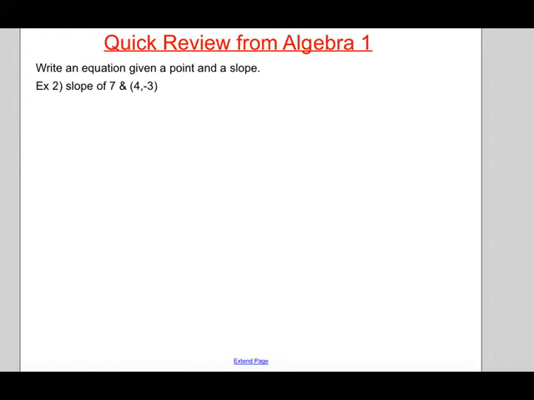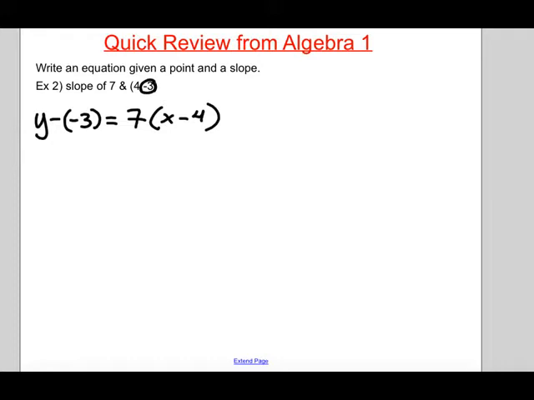For the second example, I'm giving you a slope and a point. There are two different ways you can do this. You could use the point-slope formula, or you can use y equals mx plus b. I'm going to show you both ways, and you decide what works best for you. The first method I'm going to use is the point-slope formula. It says y minus the y value in our ordered pair, so minus a negative 3, equals m, which is 7 in this case, parentheses, x minus the x value in the ordered pair.